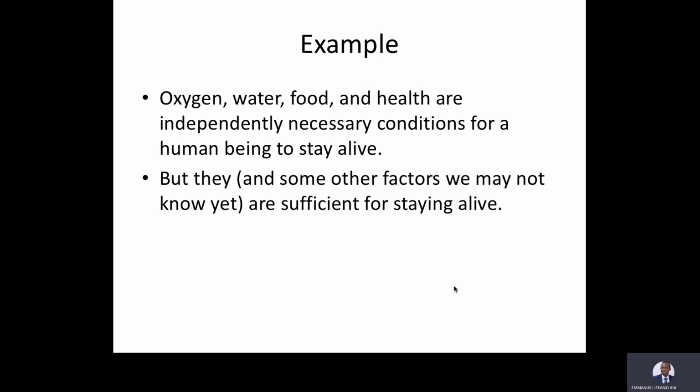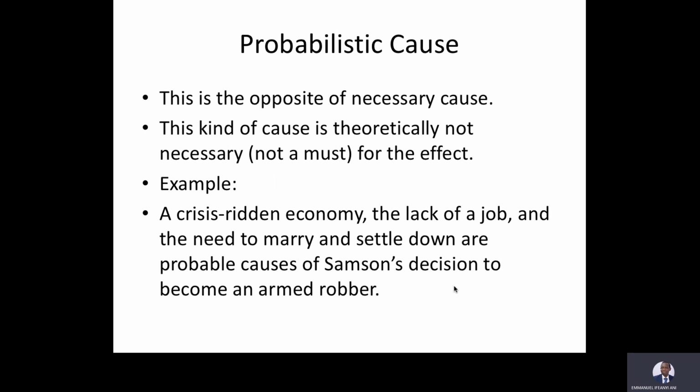Then we have probabilistic cause. This is the opposite of necessary cause. This kind of cause is theoretically not necessary or a must for the effect. Example, a crisis within the economy, the lack of a job, and the need to marry and settle down are probable causes of Samson's decision to become an armed robber. So we are saying that a probabilistic cause is not a necessary cause. It doesn't need to lead to an effect.